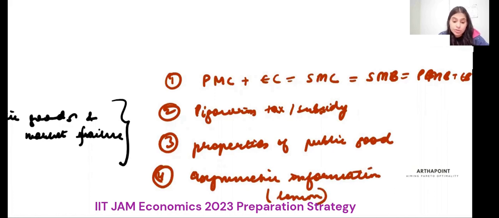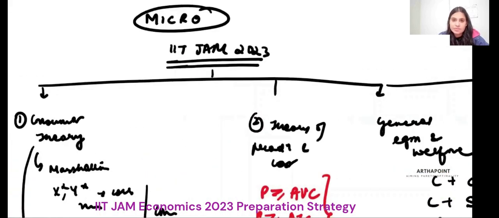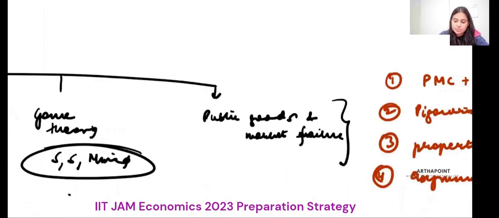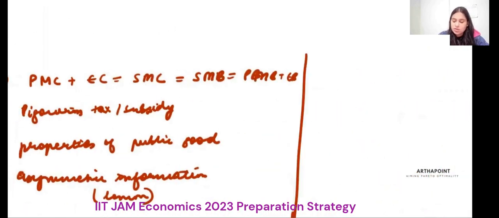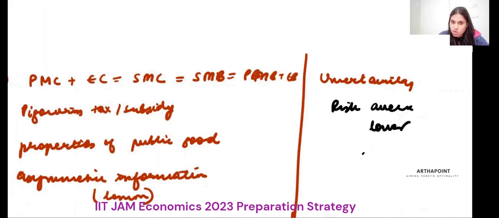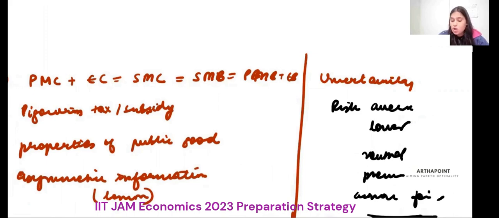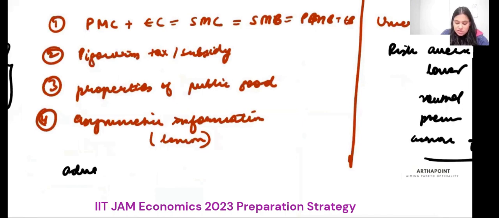अच्छा, one very important topic I missed, which definitely comes in IIT. It's their favorite, uncertainty. So other than this, just do uncertainty also. इसमें सब कुछ करना है. What is risk averse, risk lover, risk neutral, how to calculate risk premium, what is actuarially fair risk premium, actuarially fair insurance. All of this has to be done. Nothing can be left, nothing at all. And इसमें just know the difference between adverse selection versus moral hazard also.